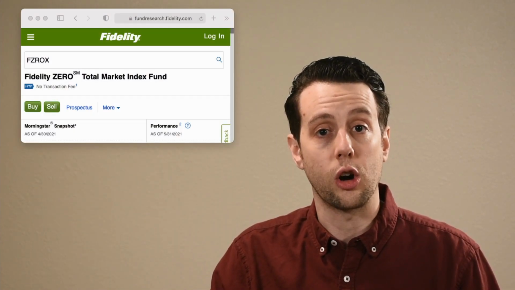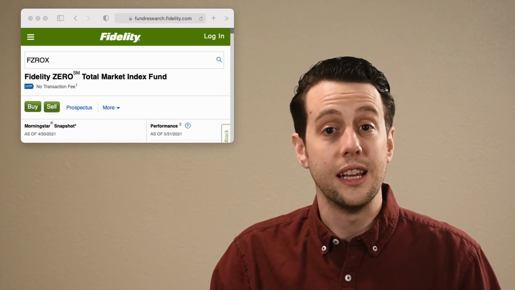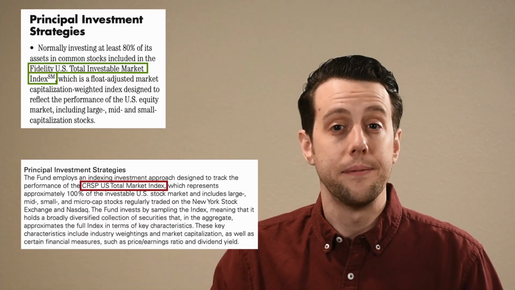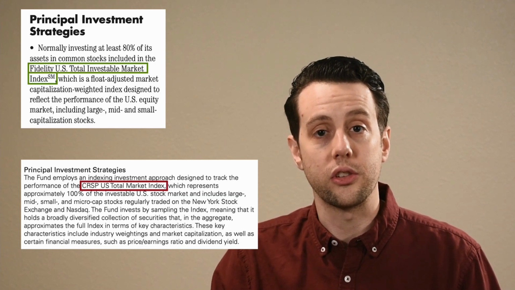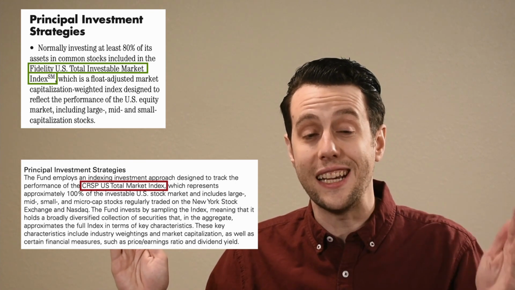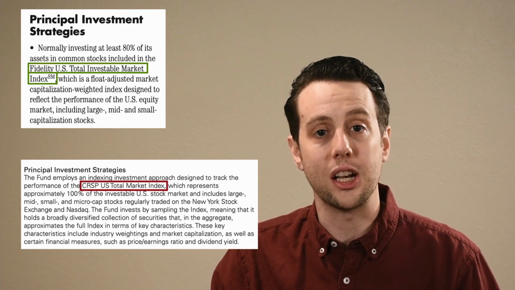The next step is to evaluate the prospectus of these index funds. The prospectus contains the investment strategies, risks, and other details. We're going to use the total US stock market index funds as an example. The ticker for the Fidelity Zero version of this fund is FZROX. Vanguard's ticker is VTSAX. In the section on principal investment strategies, you will notice that FZROX and VTSAX track different benchmark indices.